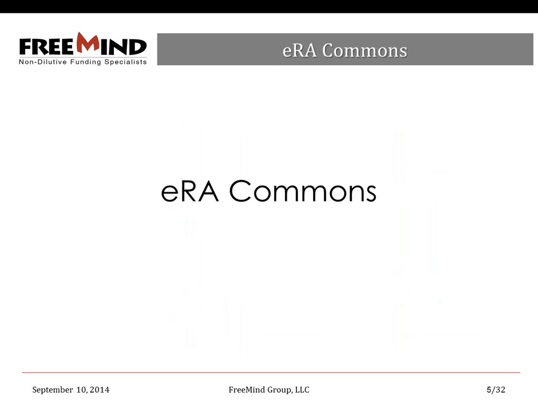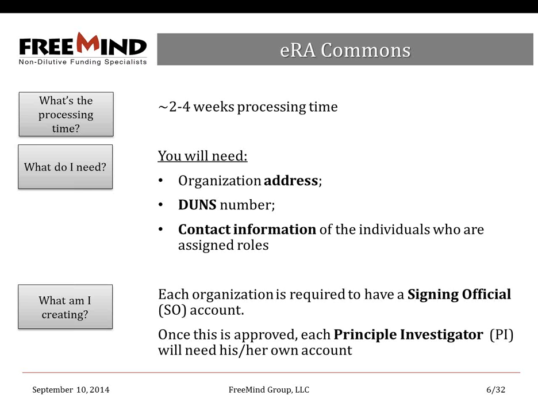So the first registration that I'd like to talk to you about is ERA Commons. The reason that I want to talk to you about that first, as you can see on this slide, is the processing time. ERA Commons has a processing time of 2 to 4 weeks. This is a considerably longer processing time than any other registration.